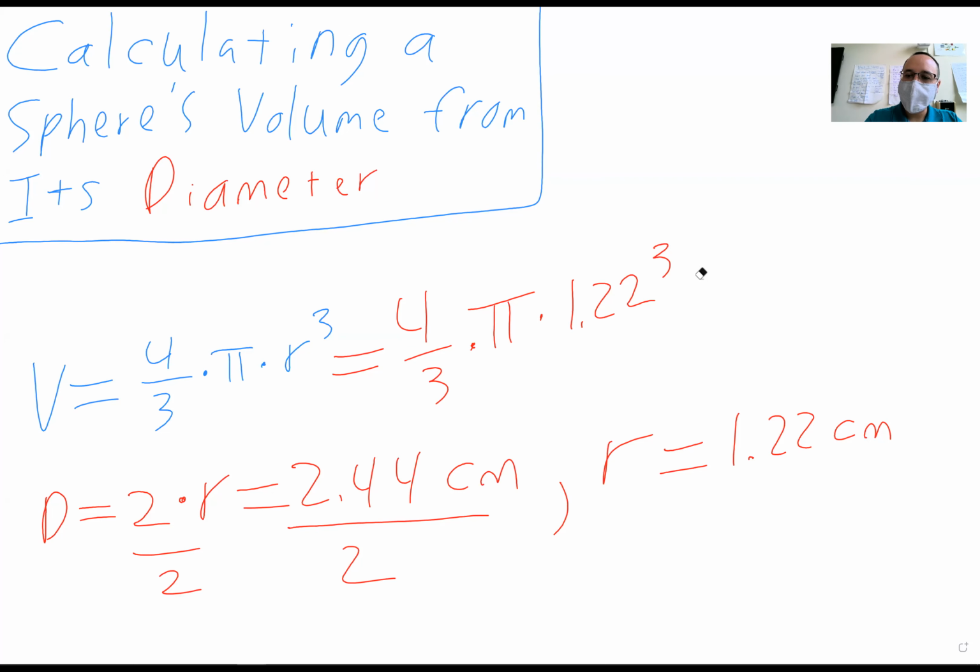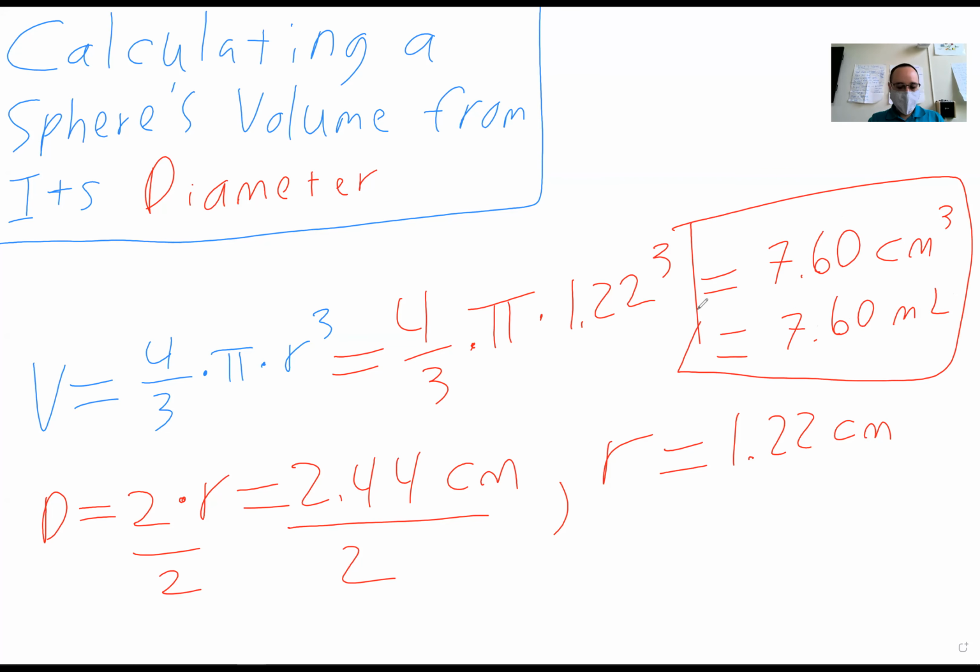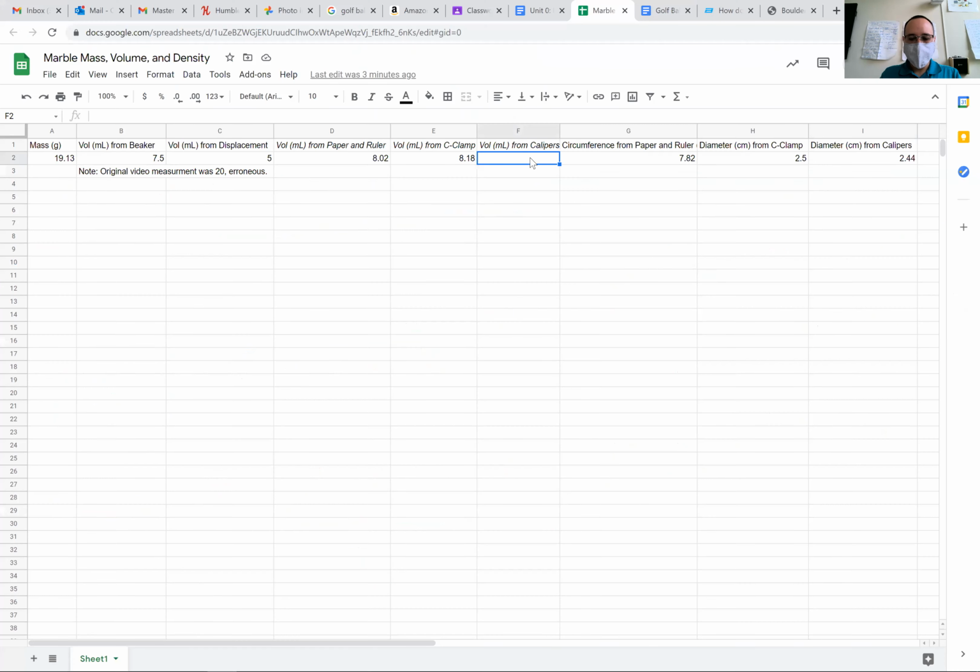When we perform this calculation, we find that our volume is 7.60 centimeters cubed, which equals 7.60 milliliters. So we're going to put that value, 7.60, into our data table. Very good.